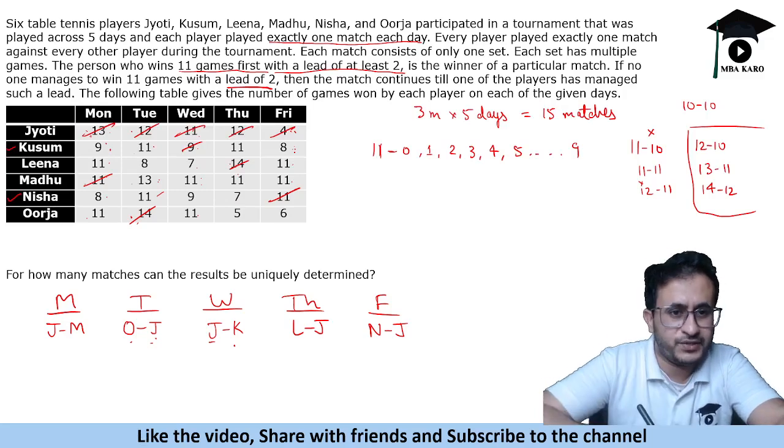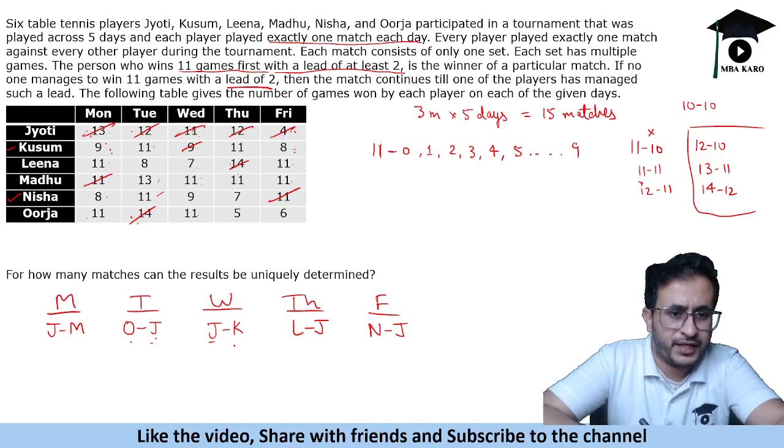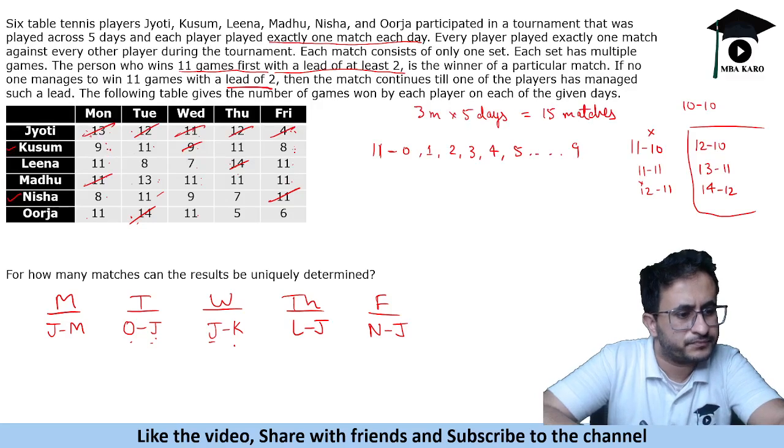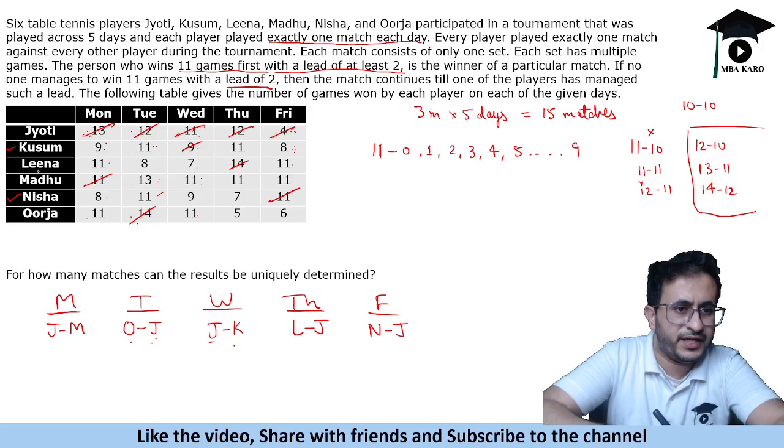Now let's look at 2 players and see how they can play against each other. Okay, so for example, let's look at Kusum versus Leena. Okay, so Kusum versus Leena can happen on this day or this day. So we cannot tell Kusum versus Leena which day. Similarly, let's look at some other pair, like Leena and Madhu.